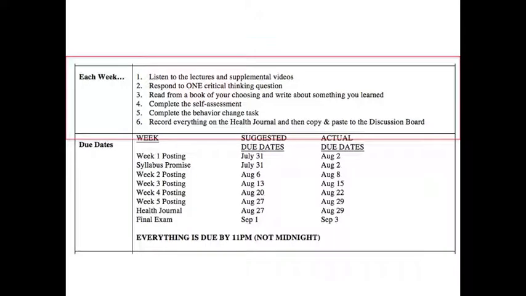First, you'll listen to the lectures and supplemental videos. Then you'll respond to 1 critical thinking question. Then you'll read from a book of your choosing and write about something you learned or something the author said that stood out to you. Then you'll complete a self-assessment. Then you'll complete the behavior change project. You'll record everything on the template as we go throughout the quarter, and then copy and paste everything to the discussion board each week.